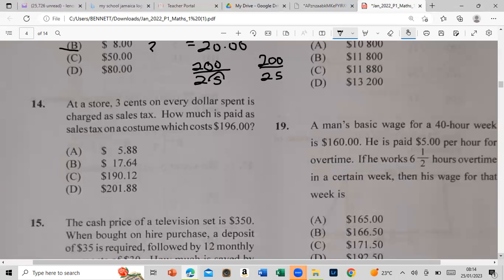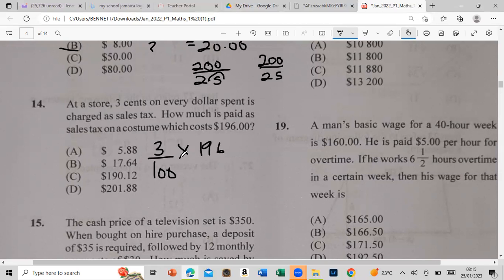At a store, 3 cents of every dollar spent is charged as sales tax. How much is paid as sales tax on a costume which costs $196? So this should not be a lot since it's 3 cents per dollar. Now in every dollar there's 100 cents, so basically that's just saying 3%. I think I'm going to go with $5, without even working it out.